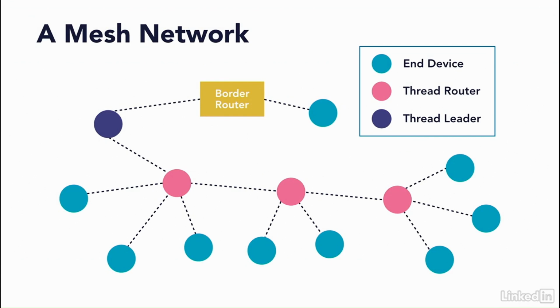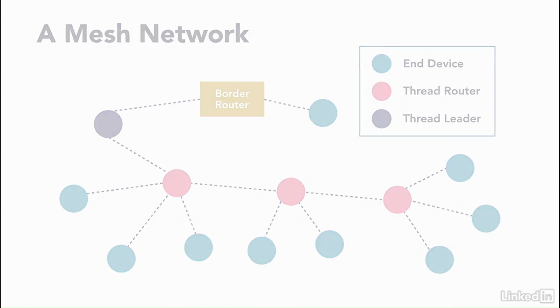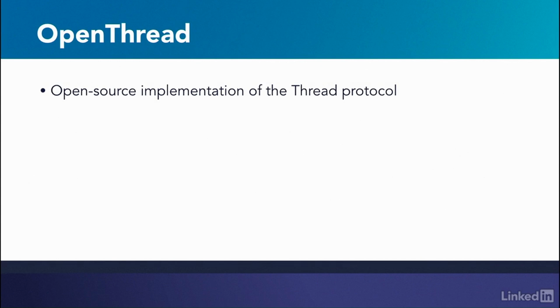In a typical local mesh network, there are different roles of different IoT devices, including end devices, which can be sensing devices, thread router that connects end devices, and thread leader, as well as border router interfacing the local network with external network. OpenThread is an open-source implementation of the Thread protocol, released under the permissive BSD 3-clause license.